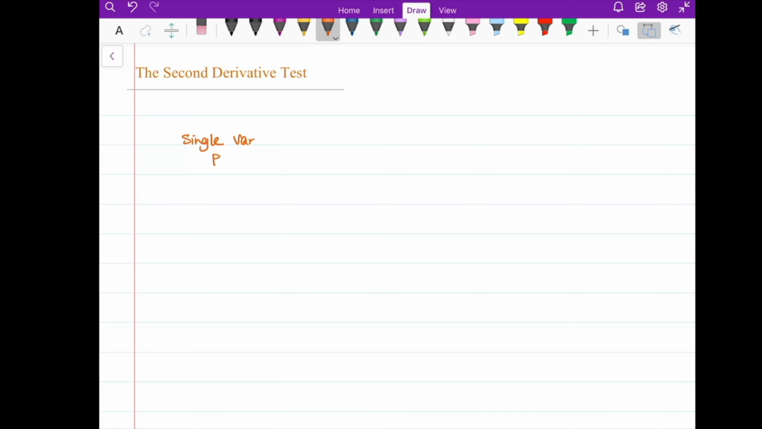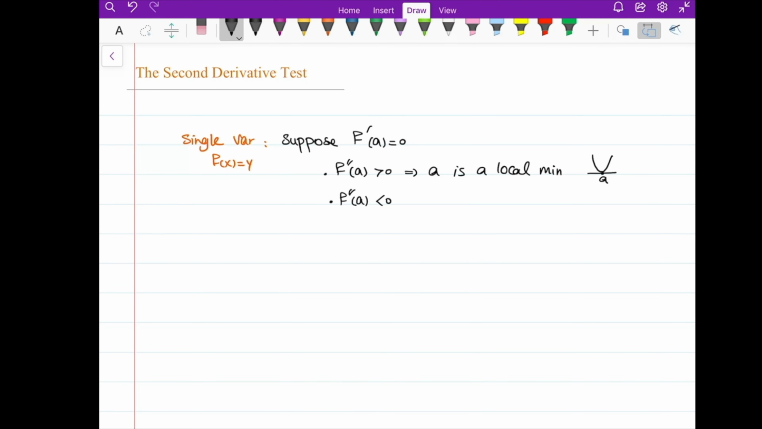If we have a function of a single variable like this, suppose the derivative at the point A is equal to 0. Then we take the second derivative at the point, and if the second derivative at the point A is positive, then the point A is a local min, like this. If the second derivative at the point A is negative, then the point A is a local max. We have a graph like this at the point A.